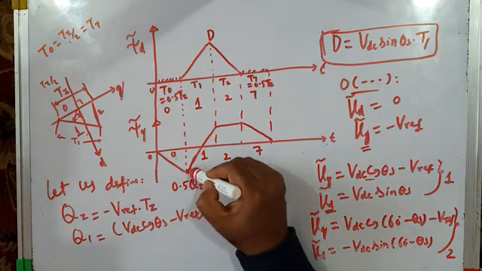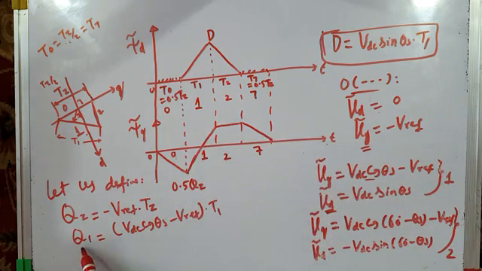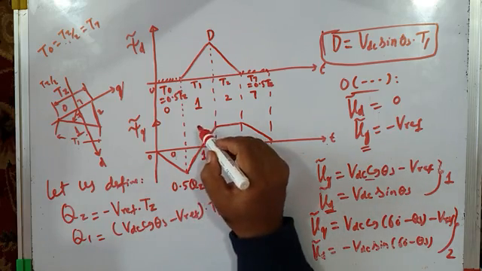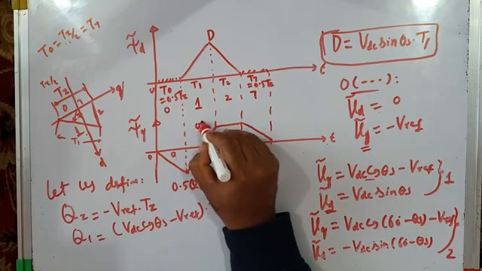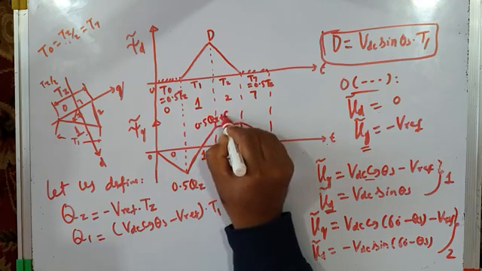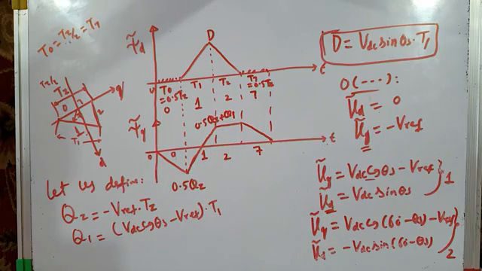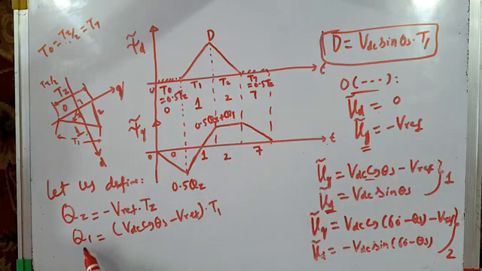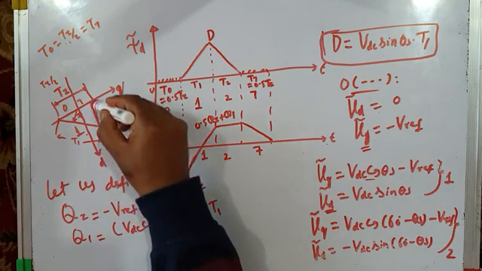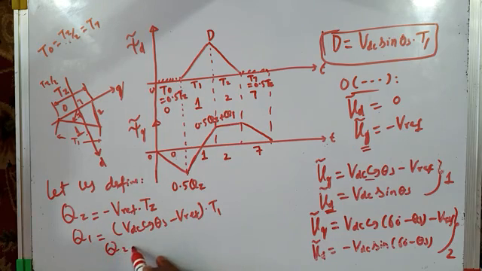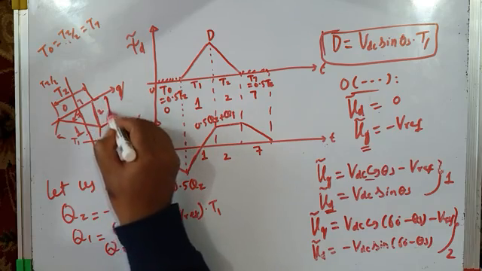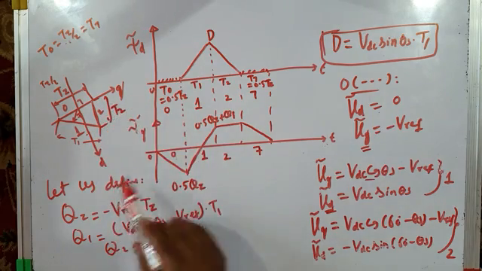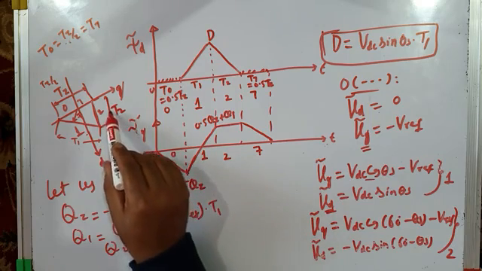So therefore, the length of this line will be given by Q1, and the total from here to here is 0.5 Qz plus Q1. So if this is 0.5 Qz, this will be 0.5 Qz plus Q1, where Q1 is this. After that, active vector 2 is applied. When active vector 2 is applied, the volt second is given by... Now this active vector 2 is applied for time interval t2.